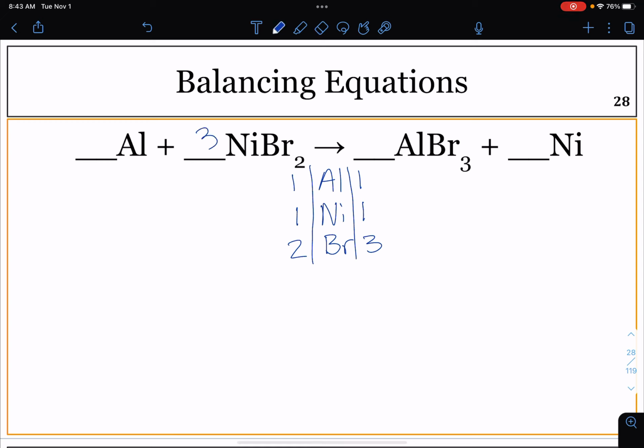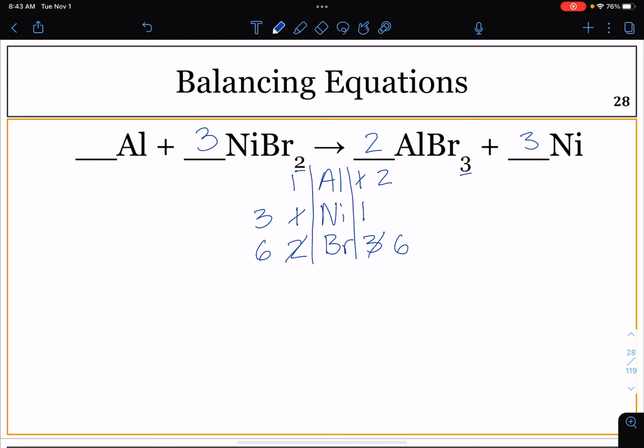We change this coefficient to a 3, and now we can recount. We have 3 times 2, and we have 6 bromine atoms on the left-hand side. We've also changed our nickel, so now the nickel is out of balance, but we can fix that later. On the right-hand side, if we were to place a 2 coefficient here, we now have 2 times 3 as 6 bromine atoms on the right-hand side as well. Again, we have unbalanced our aluminum, but again, we can easily fix that.